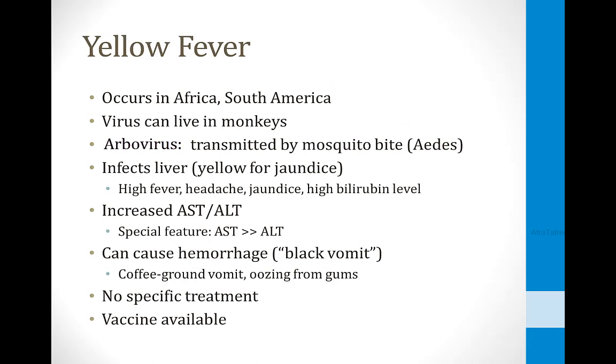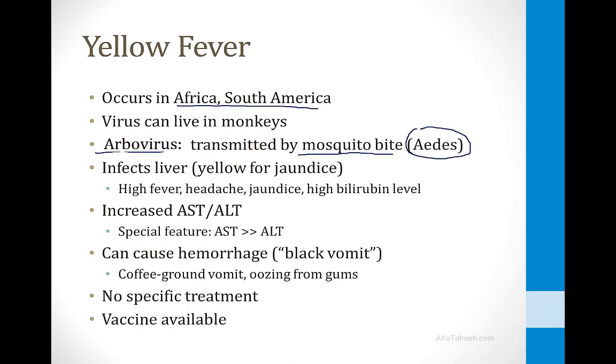Yellow fever is caused by the yellow fever virus. This virus occurs predominantly outside of the United States in places like Africa and South America. The virus can live in monkeys, and it can become transmitted to humans by a bite of a mosquito called the Aedes mosquito. And viruses that are transmitted by a mosquito or tick bite are called arboviruses. This name is an acronym for the words arthropod-borne virus.